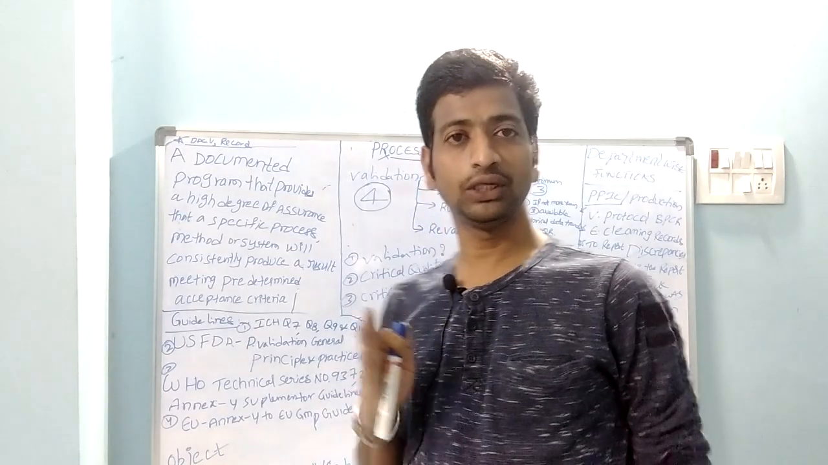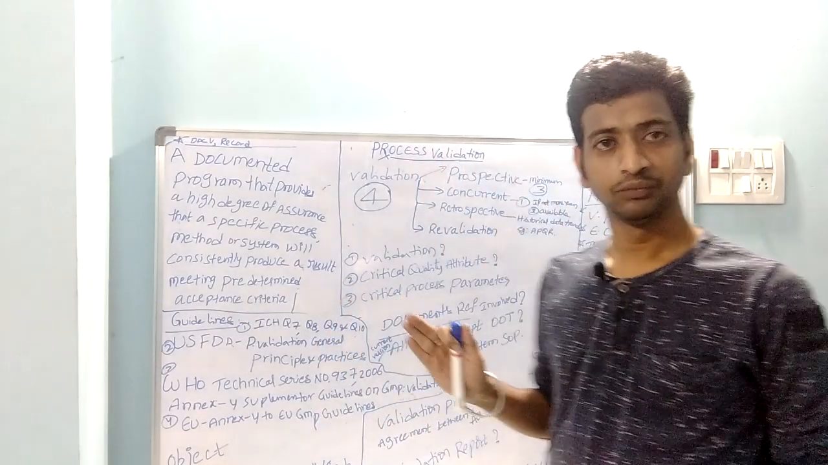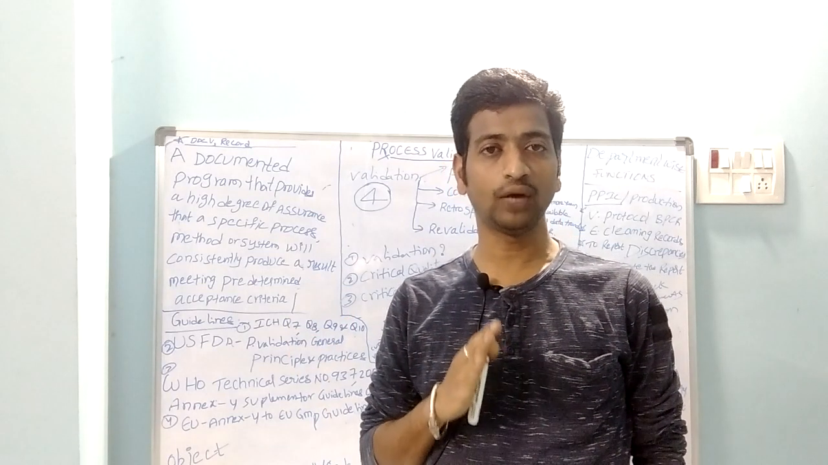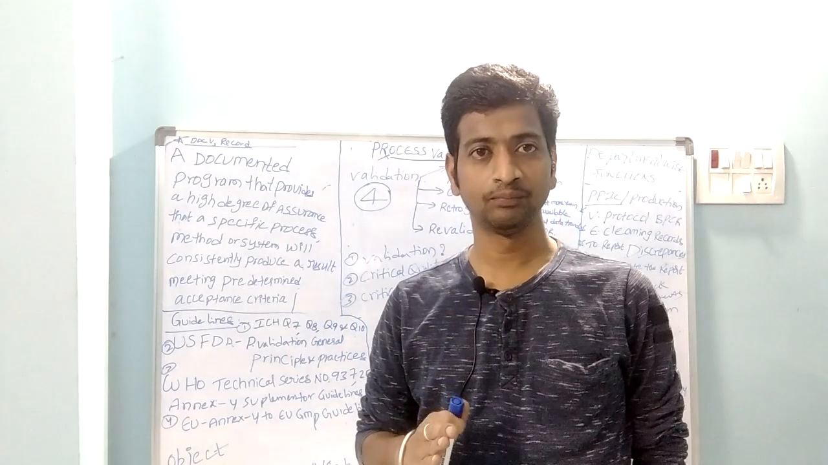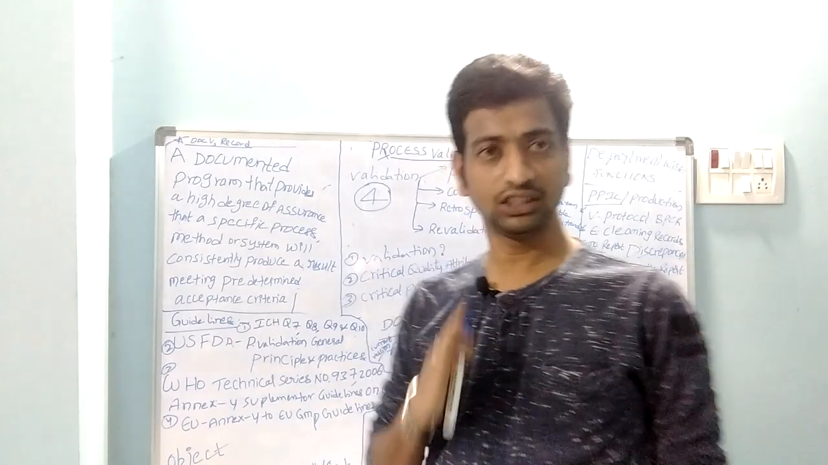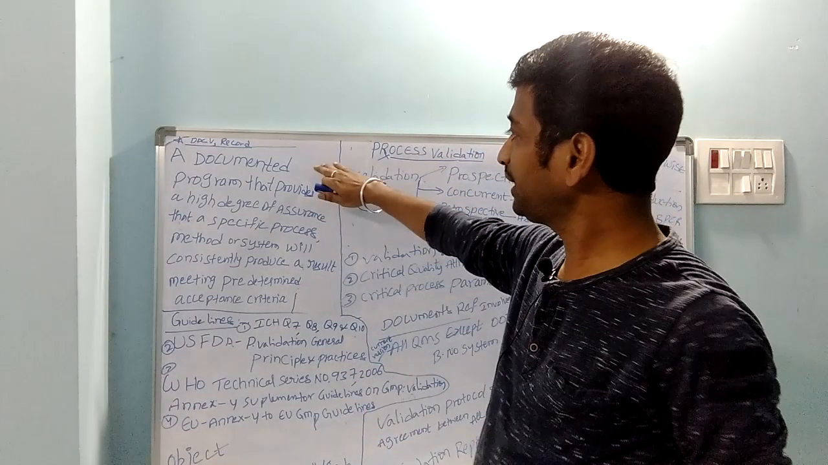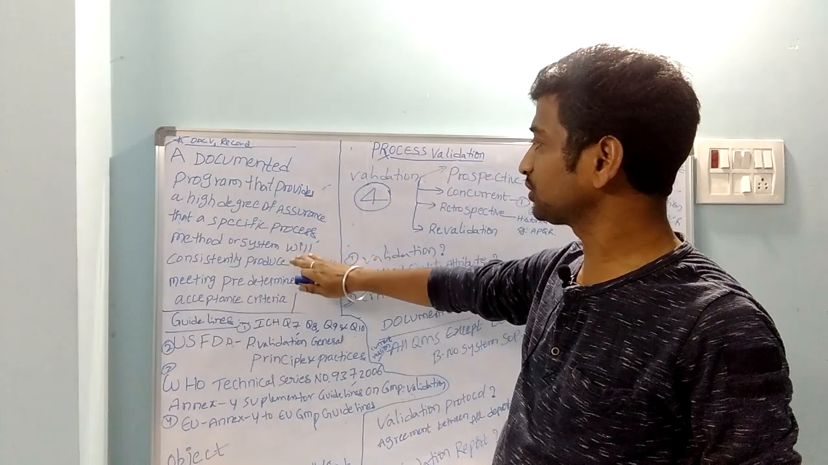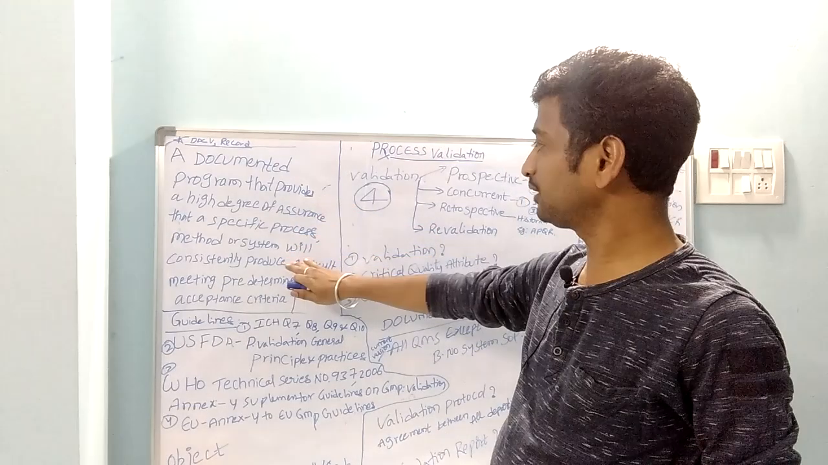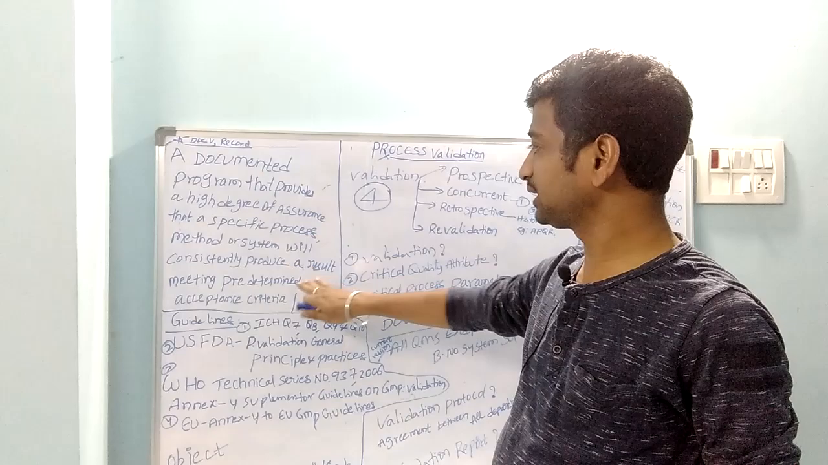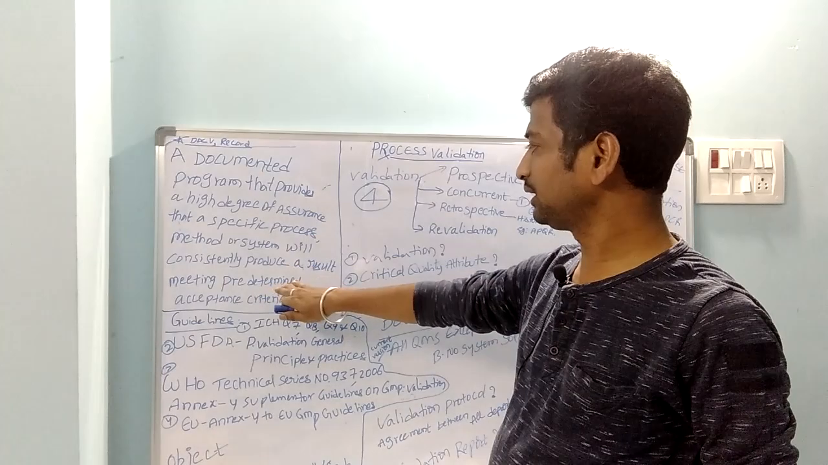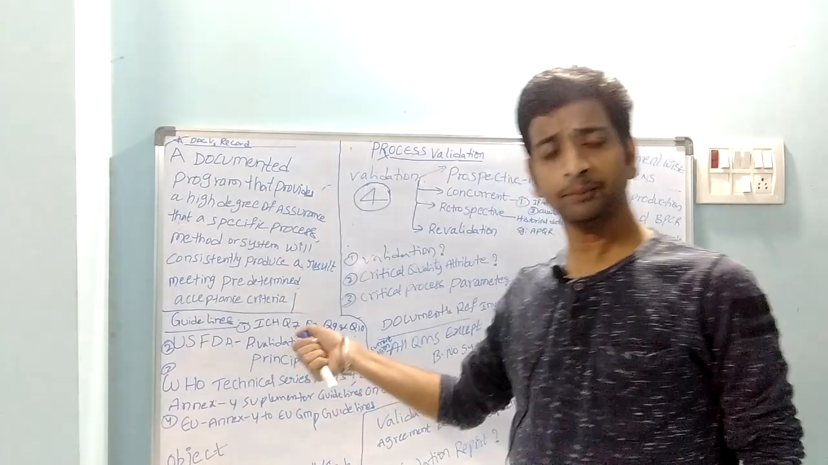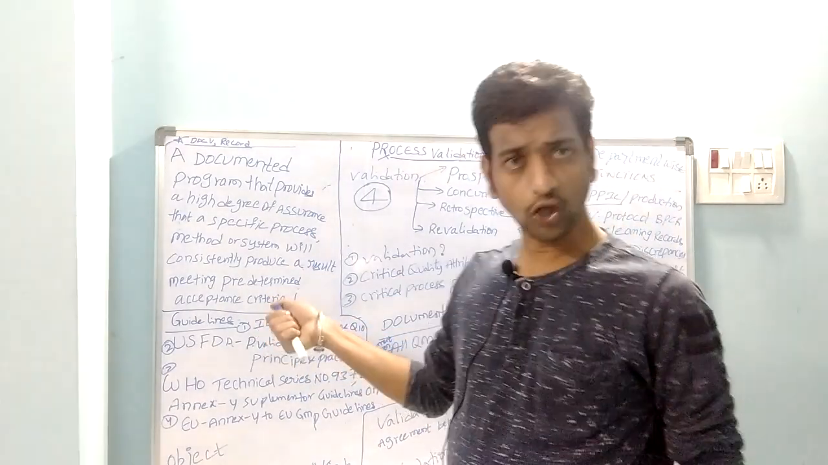So before we are going to discuss about the validation, especially the process validation, first of all we have to know what is meant by the process validation. The process validation is nothing but a documented program that provides a high degree of assurance that a specific process, method or system will consistently produce a result meeting the predetermined acceptance criteria. That means it should be a documented procedure.